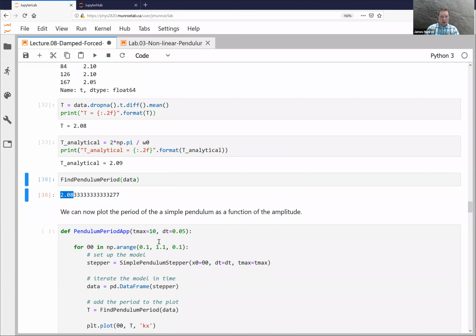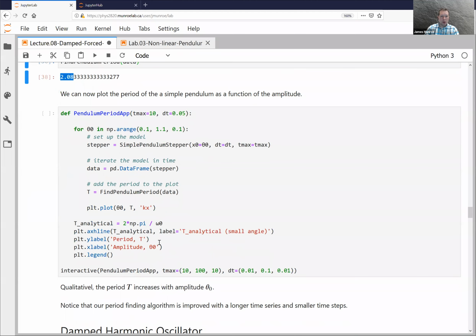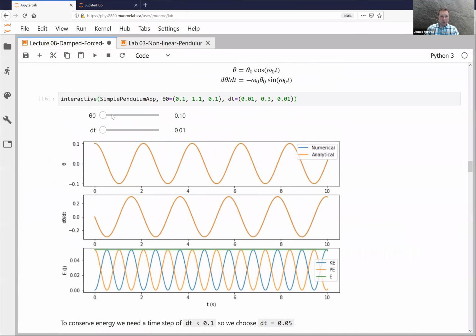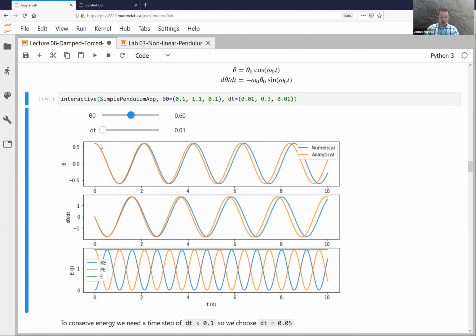Now let's make a plot of the period of the pendulum as a function of the amplitude. That is a function of the angle. We've already observed that when we run it interactively, as I make the initial angle, which is also going to be the amplitude, larger, the period tends to increase. I want to make a plot now where I vary this parameter along the horizontal, and I compute the period all the way through.